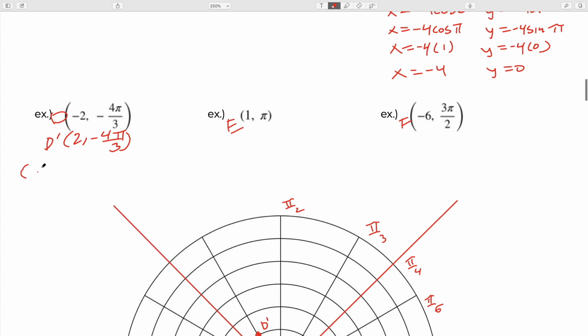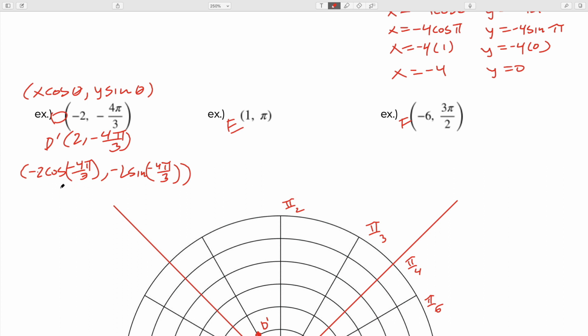Remember, all these polar points can be rewritten as negative 2 times the cosine of negative 4 pi over 3, comma, negative 2 times the sine of negative 4 pi over 3. That's how our coordinate points can be written: x equals r cosine of theta, y equals r sine of theta. So let's do the negative 4 pi over 3. Cosine of negative 4 pi over 3, that's going to be negative 1/2.